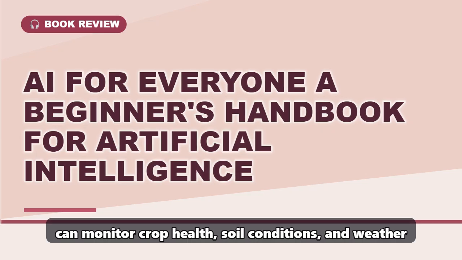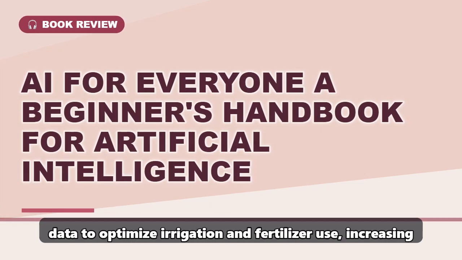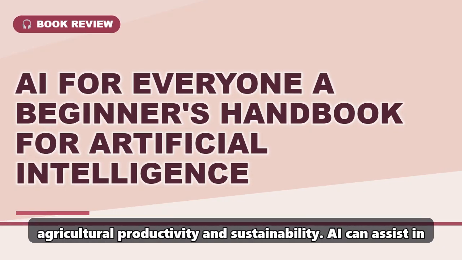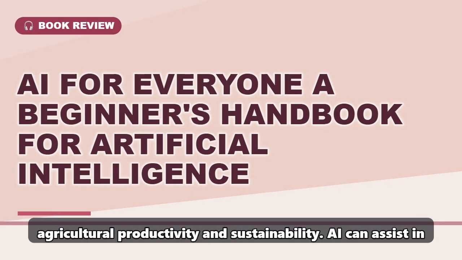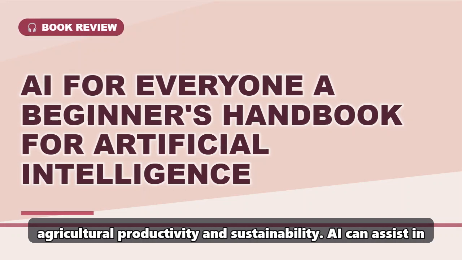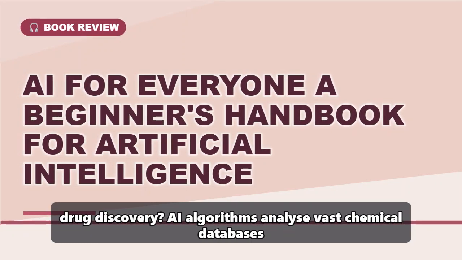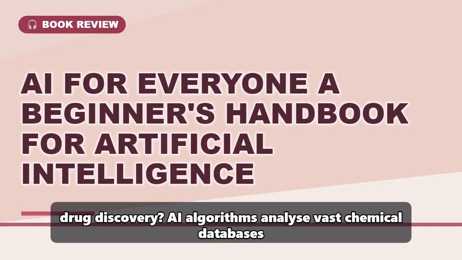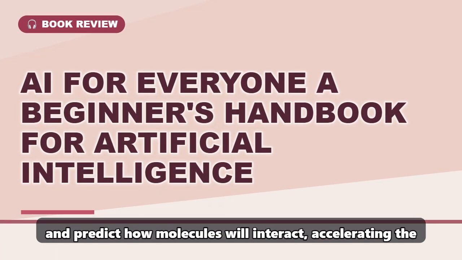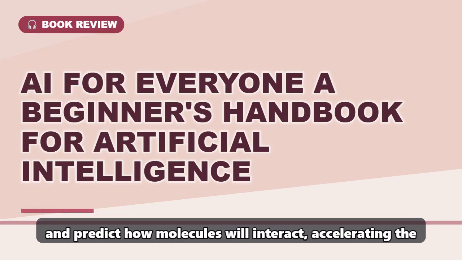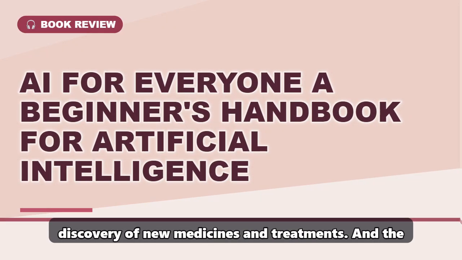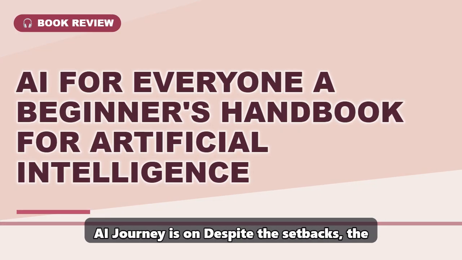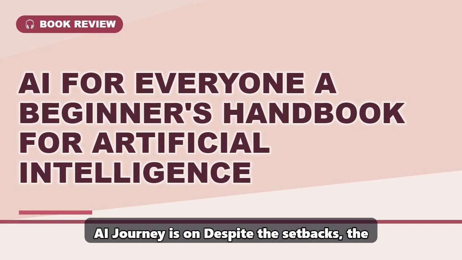AI systems can monitor crop health, soil conditions, and weather data to optimize irrigation and fertilizer use, increasing agricultural productivity and sustainability. AI can assist in drug discovery. AI algorithms analyze vast chemical databases and predict how molecules will interact, accelerating the discovery of new medicines and treatments. And the AI journey is on.